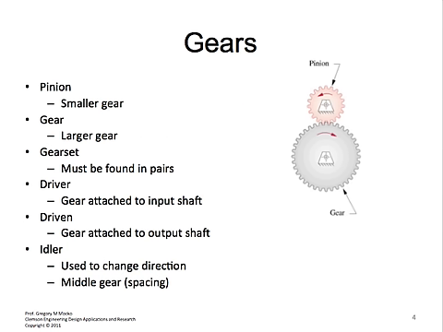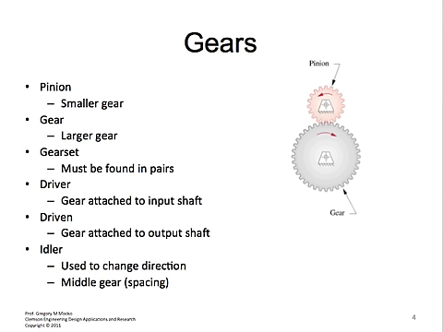We'll talk a little bit about the terminology within a set of gears. The pinion is typically the smaller gear or the smallest gear within a gear train. A gear is the larger gear within a gear train. And gears are useful when they're found in sets. They'll be found in a minimum of 2, but you can have many different gears within a gear train. The driver gear is the gear that is attached to the input shaft and subsequently the power source. And the driven gear is the gear that is attached to the output shaft.